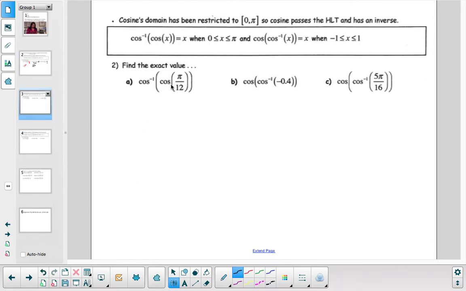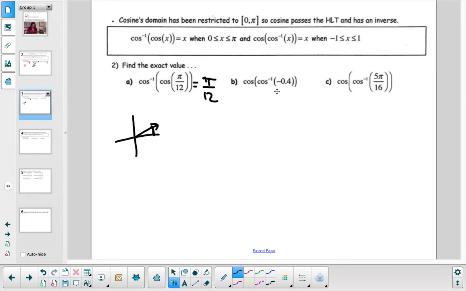Inverse cosine of cosine of pi over 12. Cosine of pi over 12 is again over here. This x value, if I plug in that x value into the inverse cosine, it's going to give me pi over 12 again. So this is pi over 12.